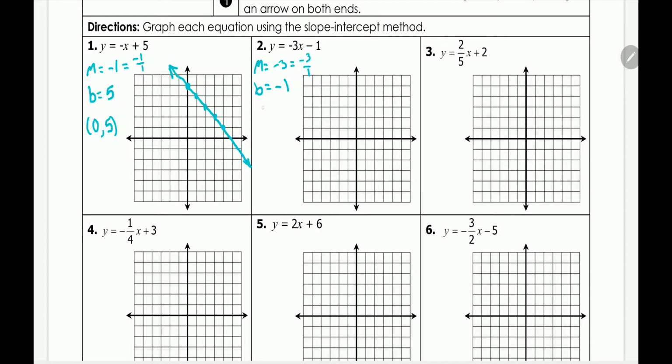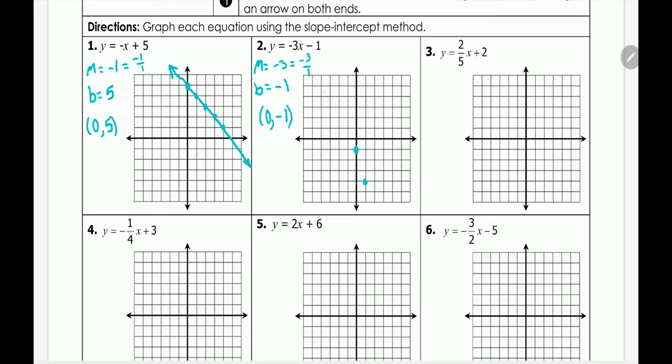Now we have to graph the point (0, b), so (0, -1). Let's go ahead and do that. So (0, -1). There's our point. We're going to use the slope to determine our other points. So we have -3 over 1. That tells me to go down 3. 1, 2, 3. And to the right 1. That's going to be our first point.